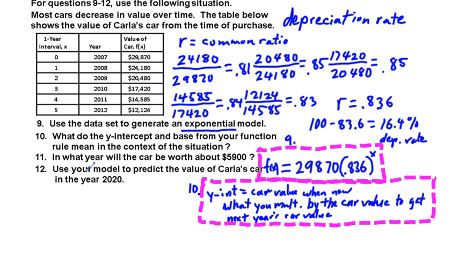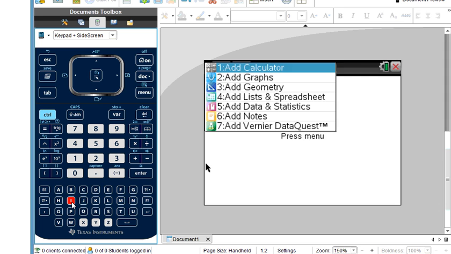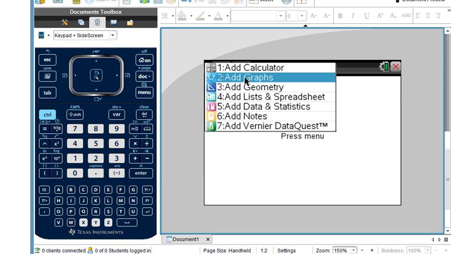Problem 11. In what year will the car be worth about $5,900? Okay, I'm going to go to the calculator here for this. And what I'm going to do is this. I'm going to put the function in the calculator. And to do that, I'm going to go with Control I, TI Inspire CX calculator, add graph.